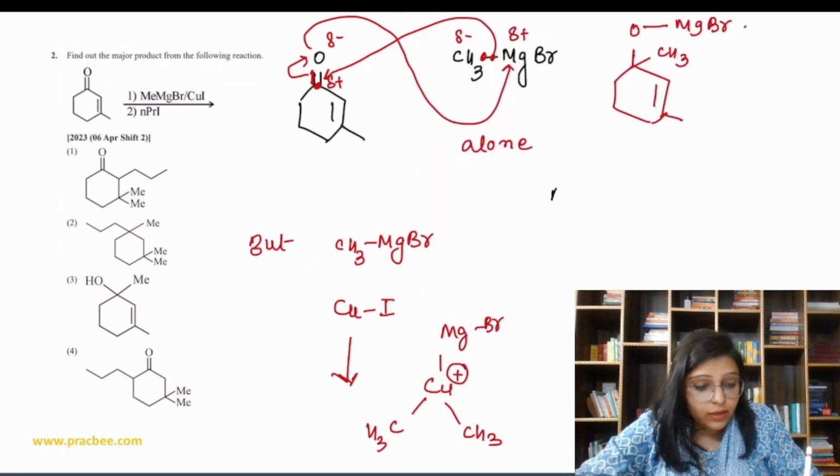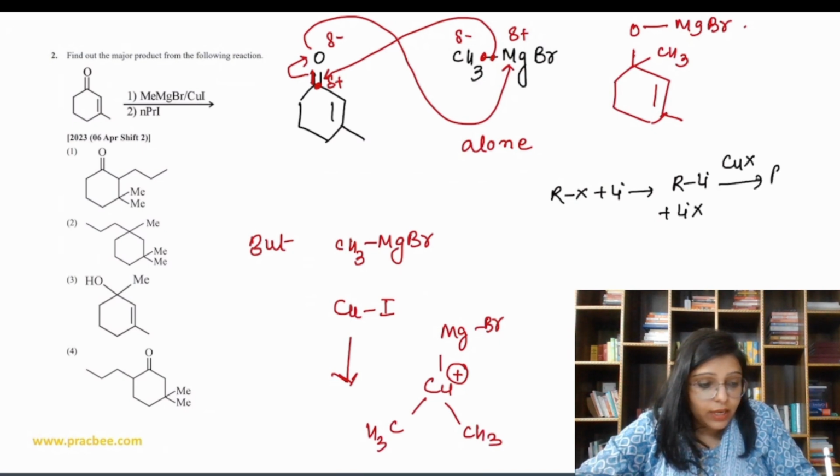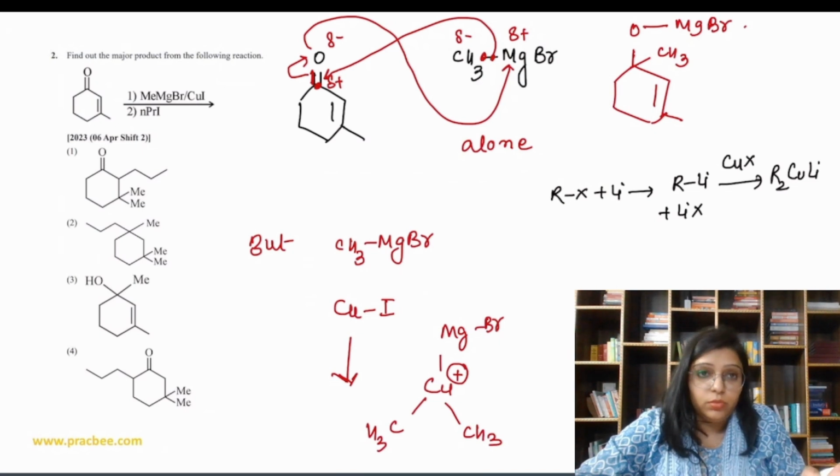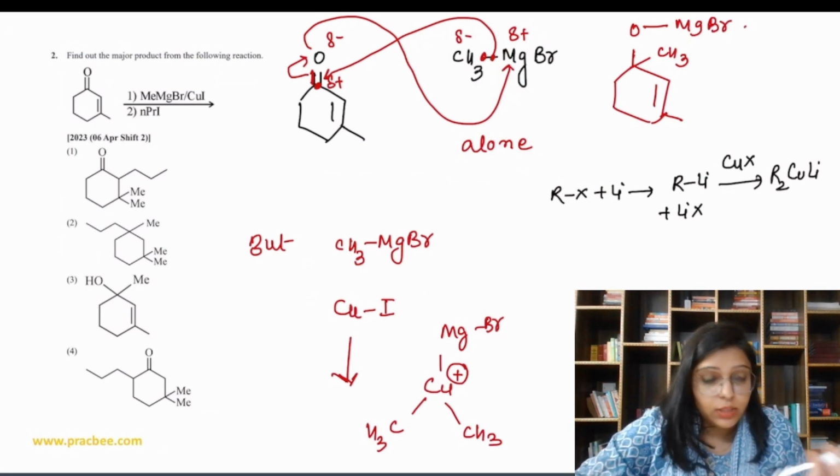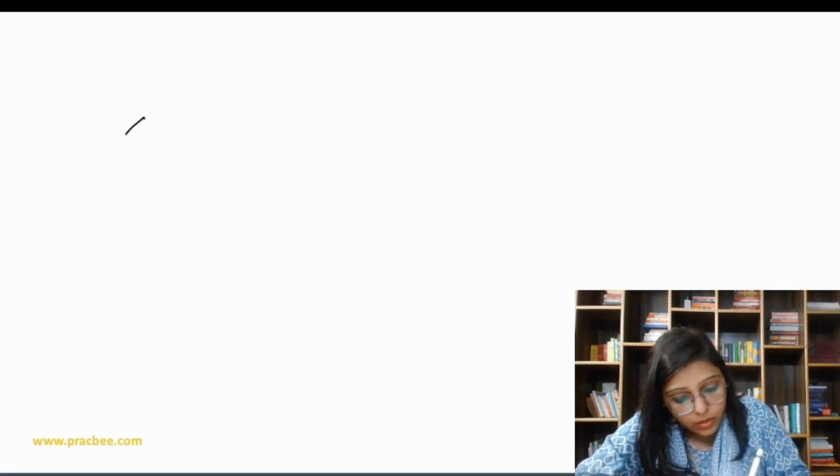So what happened in that? We have RX plus Li. First we form RLi plus LiX. Then on reaction with CuX, we get R2CuLi. So here, in place of RLi, we have CH3MgBr, and we are going to do this same thing. So we have this. Now what will happen?